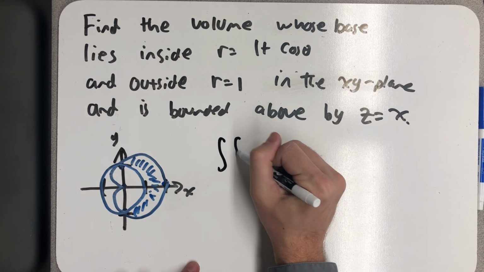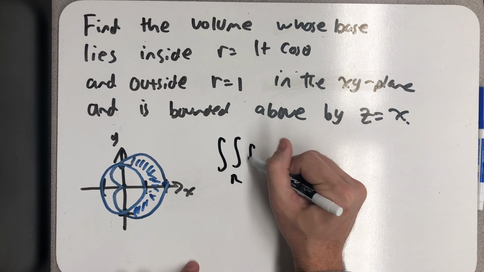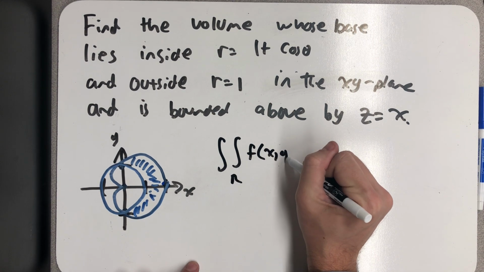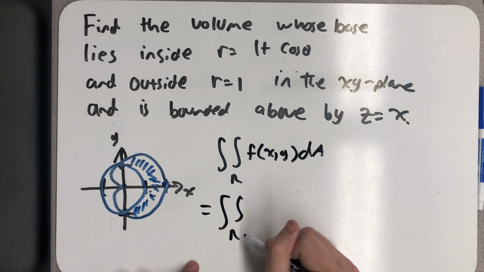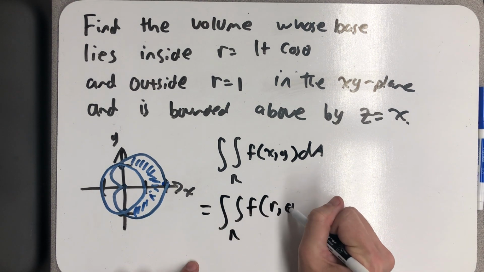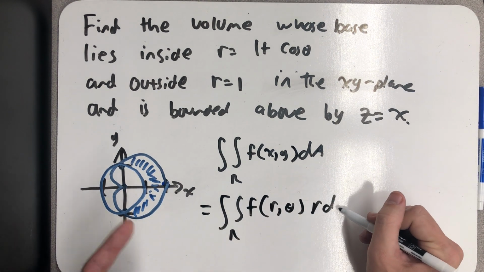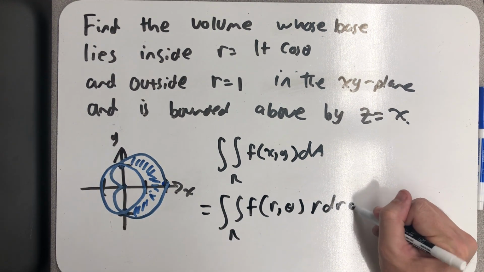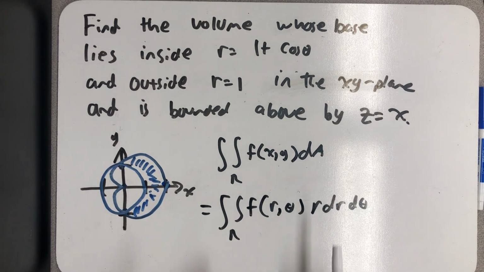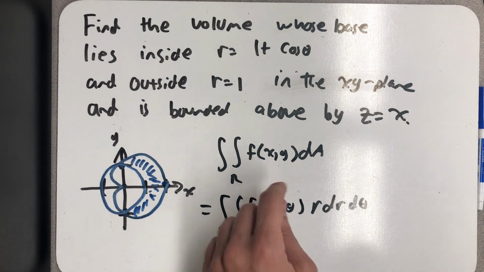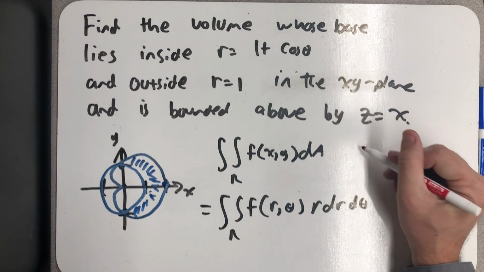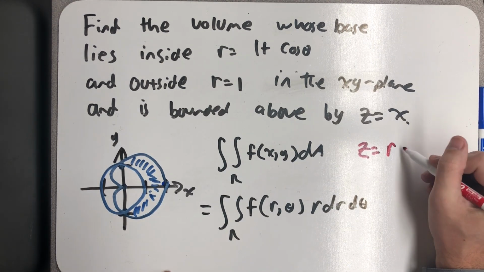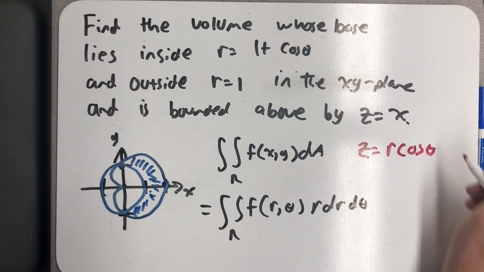Well, I should be able to set up a double integral to find that volume, except I'm thinking it needs to be a polar integral because everything here in the base is nice and polar. So the dA becomes r dr d theta, and I need to convert z equals x into z equals some function in r and theta. Well, fortunately, that's not too bad because that's just x, which is r cosine theta.